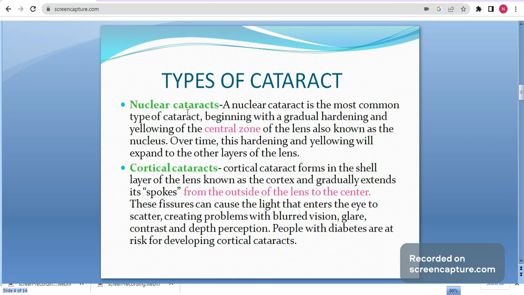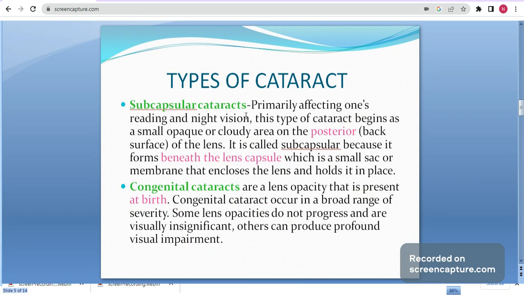So, nuclear cataract starts from the center of the lens, that is the nucleus, and the cortical cataract starts from the shell of the lens, that is the outer coverage or the cortex, and then moves inwards. Just the opposite. Next is the subcapsular cataract. Now, what is subcapsular cataract?